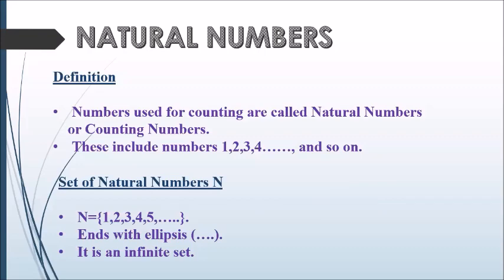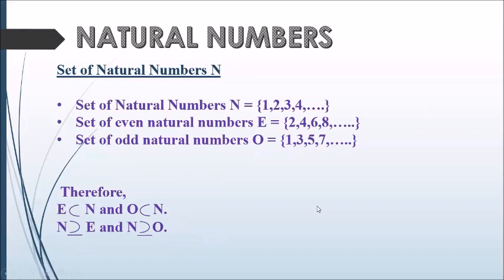Just let me explain the definition of natural number and whole number first. Natural numbers are starting with 1 and going on and on. Next, we move to the set of natural numbers N. We just studied it as N is equal to 1, 2, 3, 4, 5, and it goes on.